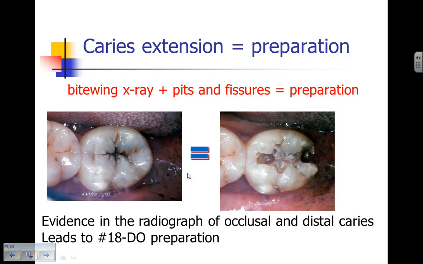Our caries extension helps us define our outline form in our preparation. We make that determination from the bitewing radiographs and the appearance of the pits and fissures, and that will help us define our outline form for our preparation, our extension for prevention. So from the evidence in the radiograph of occlusal caries and proximal caries on the distal, we're going to do our preparation. And from an initial cavity penetration, you can see where we're going with this preparation. It's going to be more extensive than what it appeared clinically originally from our diagnosis.